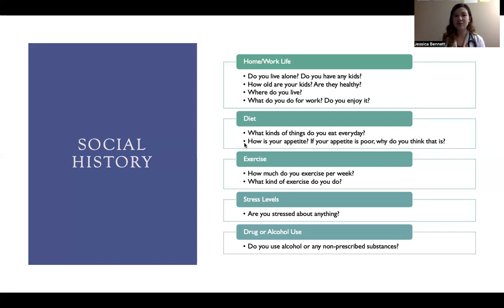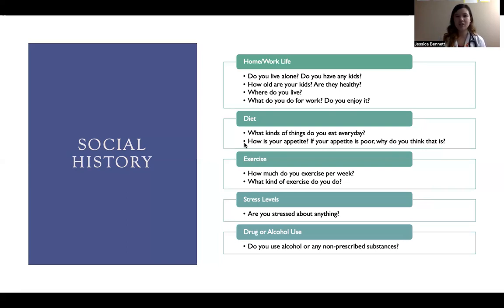The next section we want to ask about in the social history is exercise. And we want to ask questions like, how much do you exercise per week, as well as what kind of exercise do you do? So this allows the doctor to paint a picture of how physically active a patient is and whether or not we as doctors need to alter a patient's physical activity regime.